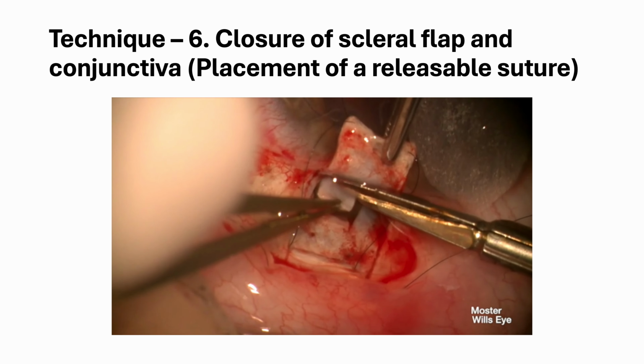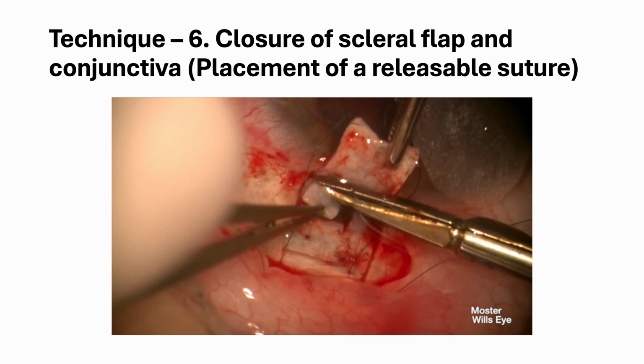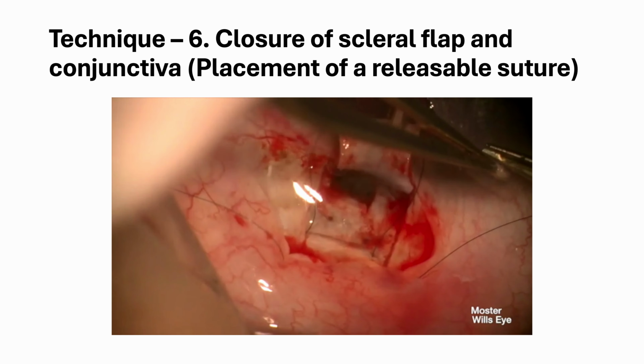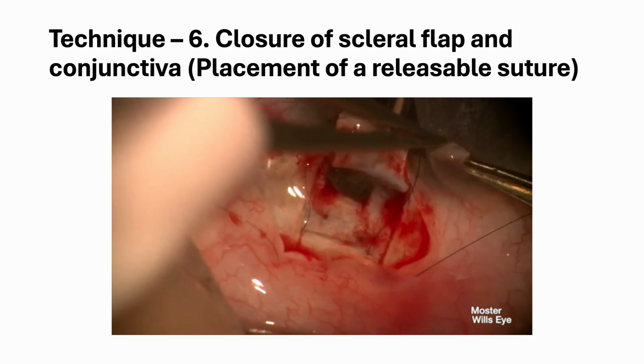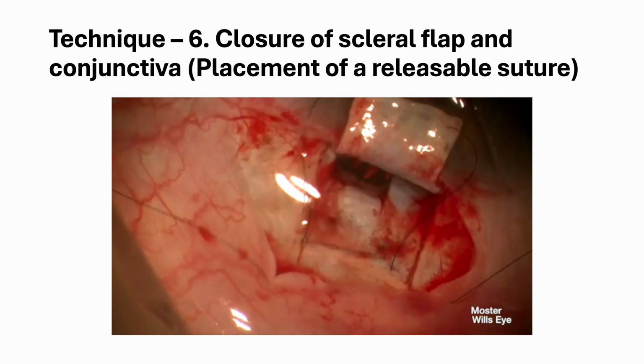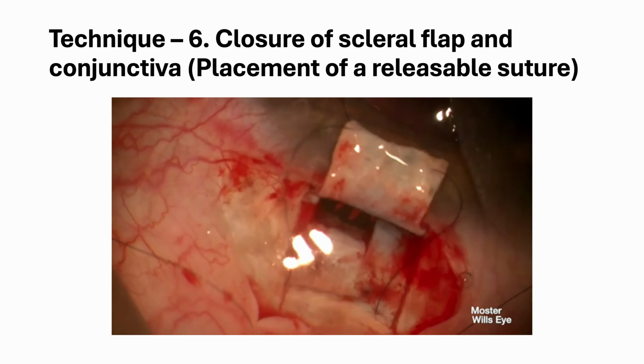There are multiple ways to tie a releasable suture across a trabeculectomy flap. The releasable suture is advantageous because it can be removed at the slit lamp with a simple blade and forceps. No expensive laser is required, and no contact lens needs to be placed on a tender postoperative eye.